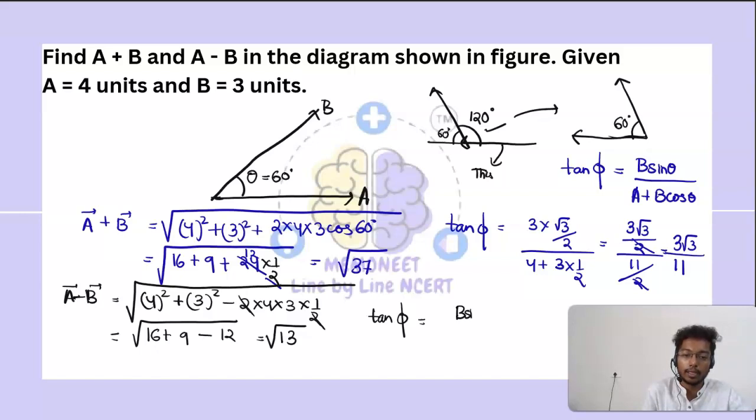b sin theta upon a minus b cos theta. So this will be the tan phi. If you put it out, you will find this answer. So let's you complete this. You find this out.